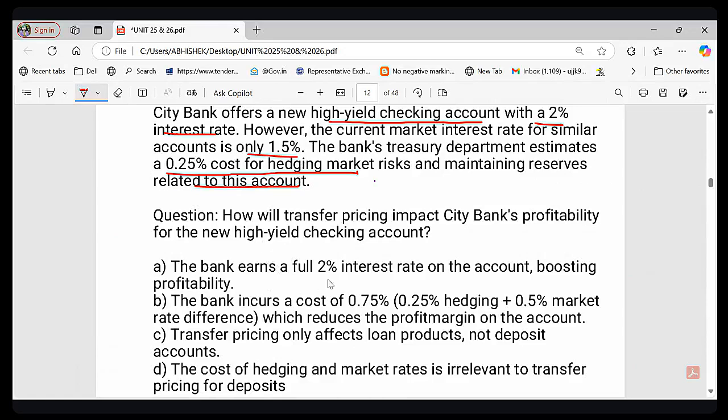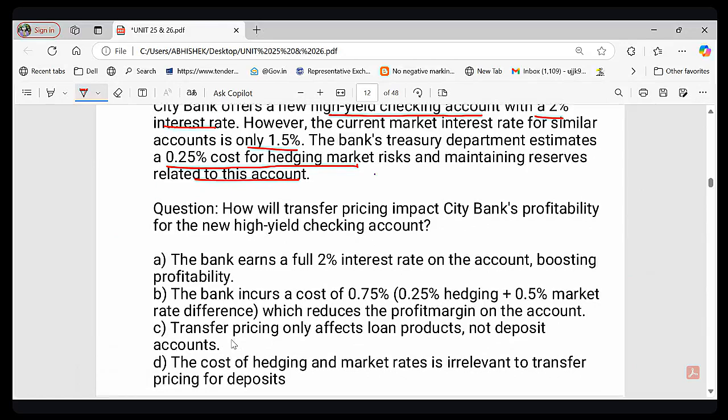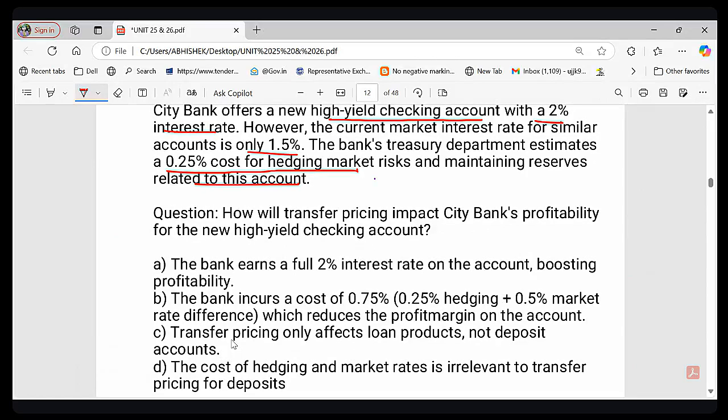Option A: the bank earns a full 2% interest rate on the account, boosting profitability. Option B: the bank incurs a loss of 0.75%, which reduces the profit margin on the account. Option C: transfer pricing only affects loan products, not deposit accounts. Option D: the cost of hedging and the market rate are irrelevant to transfer pricing for depositors. So what do you think? This question will clearly help you understand the basic thing.